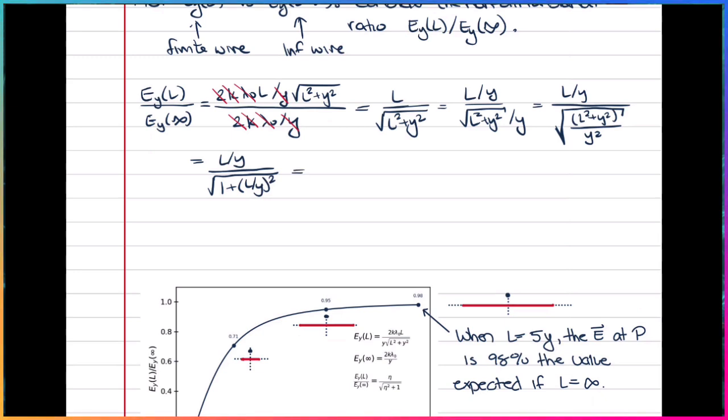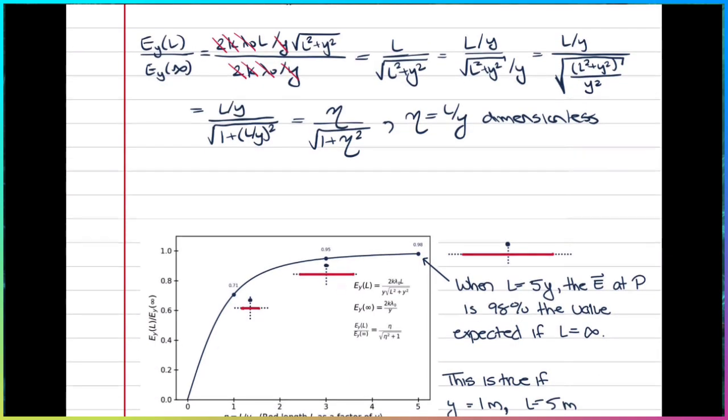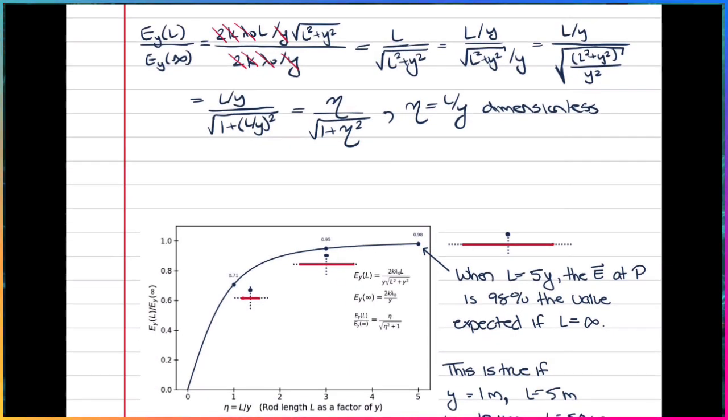So I could write this as eta divided by the square root of 1 plus eta squared, where eta is L over y, which is a dimensionless number. And it's nice because it gives us a way of quantifying the length of the rod. Rather than having to plug in 3 meters or 10 meters, I could say is the length of the rod 2 times the length of y, 10 times the length of y, half the length of y, because that's going to quantify whether I'm close or far away from the rod, or how big the rod is, rather.